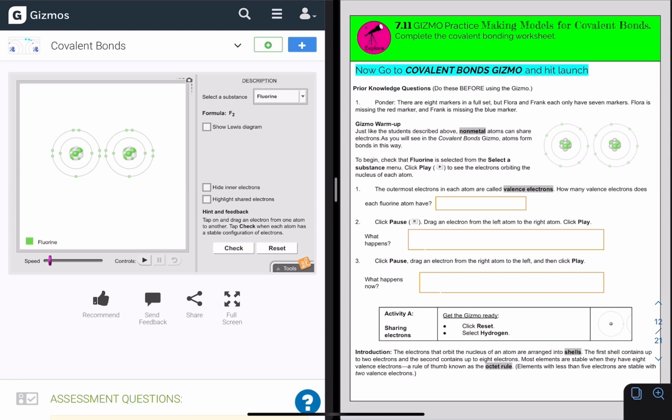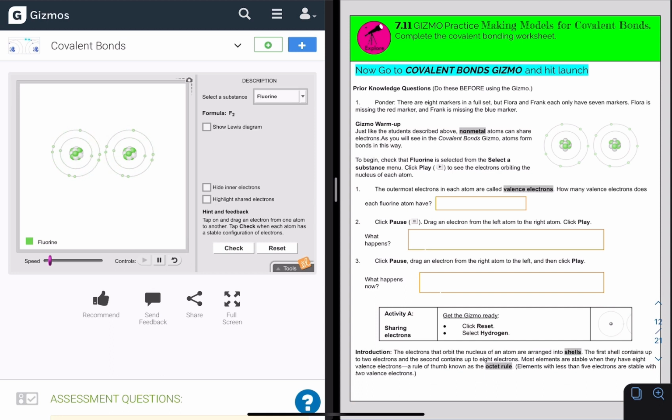Just like the students described above, non-metal atoms can share electrons. As you will see in the covalent bonds gizmo, atoms form bonds in this way. To begin, we're going to check that fluorine is selected, which it is, and then we're going to click play to see those electrons just moving around the nucleus.